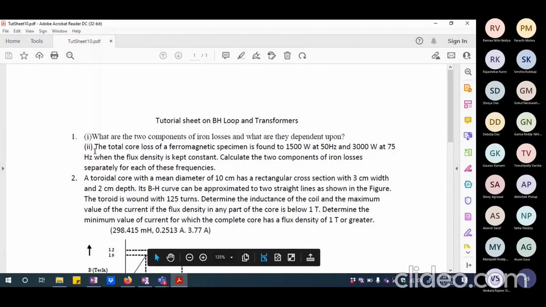The next portion of the problem is: the total core losses of a ferromagnetic specimen are found to be 1500 watts at 50 Hertz and 3000 watts at 75 Hertz when the flux density is kept constant, because hysteresis loss as well as eddy current loss will heavily depend upon the kind of flux you are seeing in the ferromagnetic core. Calculate the two components of iron losses separately for each of these frequencies. So let's try to do this.